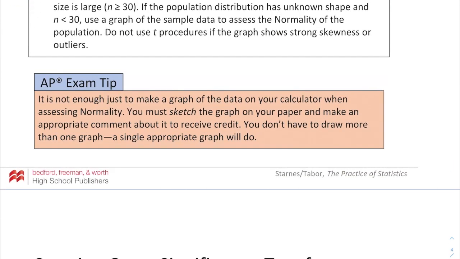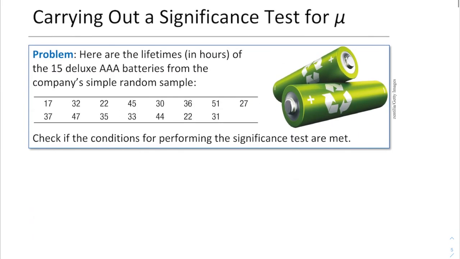Now, whenever you are showing whether your sample data is normal, you can't just put it in your calculator and say, oh, it's normal. Remember, we have to provide a sketch on our paper, whether that's a box plot, a dot plot, or a histogram. But remember, it's a sketch. You don't have to make sure your scale is perfect and things like that. It is a rough sketch.